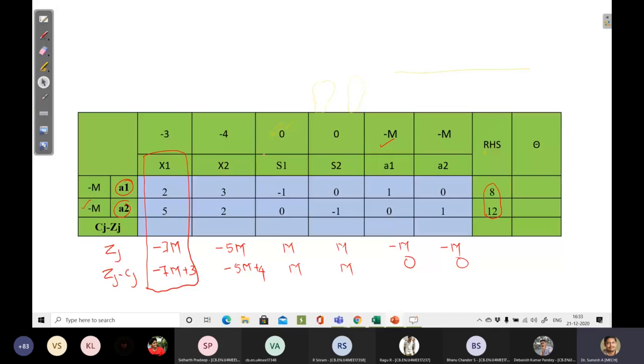So you can find the replacement ratio. The replacement ratio will be 8 by 2 and 12 by 5. 8 is here in the RHS side and 2 is here, 12 is here and 5 is here. So 8 by 2 is 4 and 12 by 5 is how much? 2.4, sir. 0.4, okay, right.